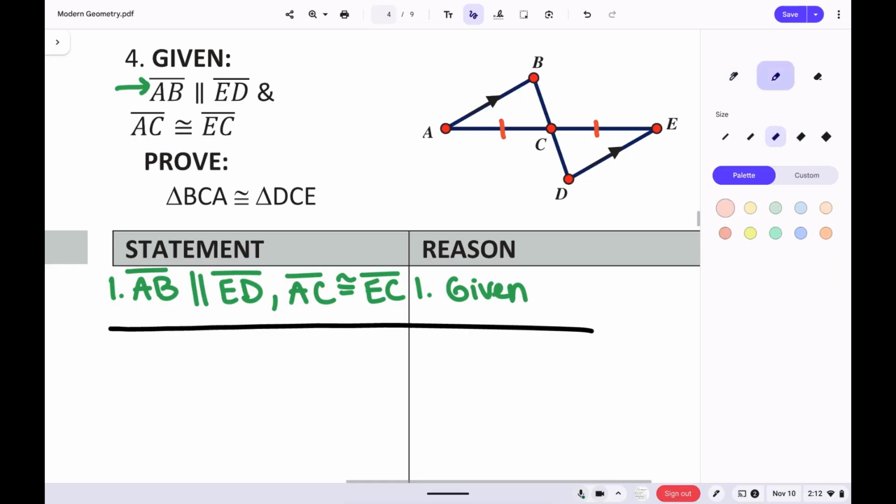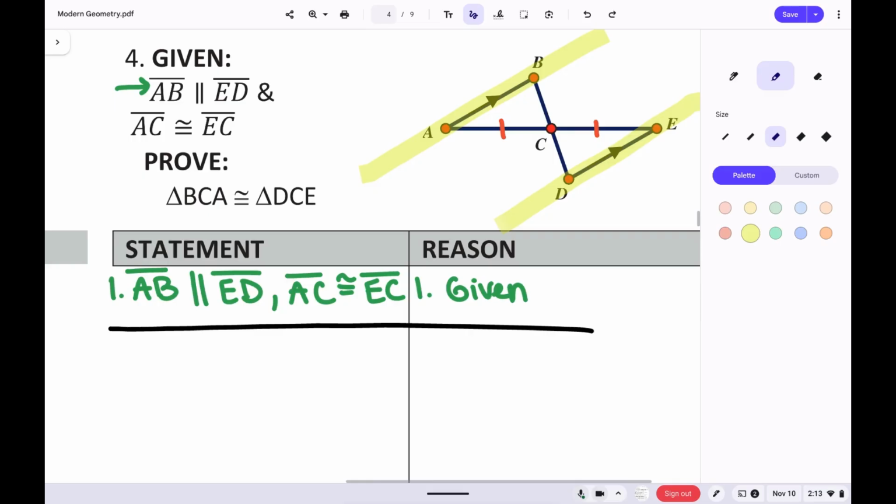Now I'm going to try to help you out here a little bit by thinking about if we extended these parallel lines. So AB is this parallel line here, so I'm just going to go over it with my highlighter, and DE is the other parallel line. I don't want it to highlight that. There we go.